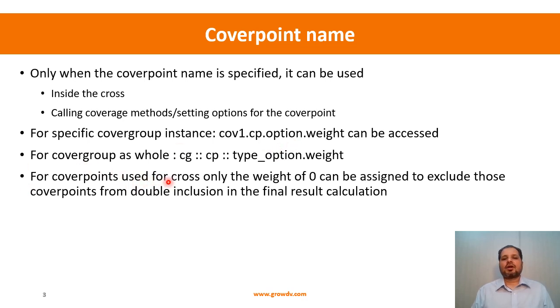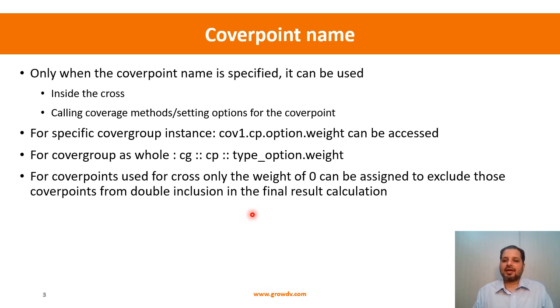So for cover points used only in the cross, sometimes what happens is that you declare a few cover points only to build the cross. In such cases you can assign the weight of those cover points to 0, because the cross bins will be created based on that particular cover point anyway, so you will come to know whether those types of stimulus have been exercised. Then you really don't need to have the cover point itself explicitly.